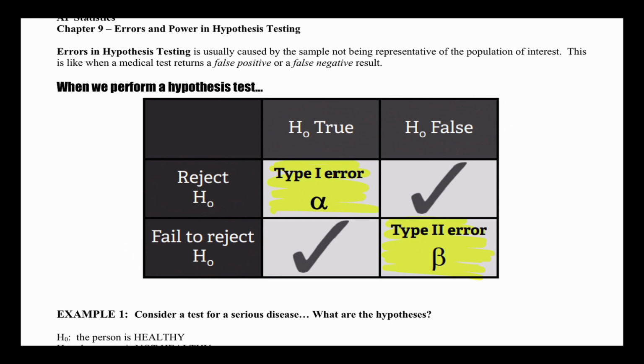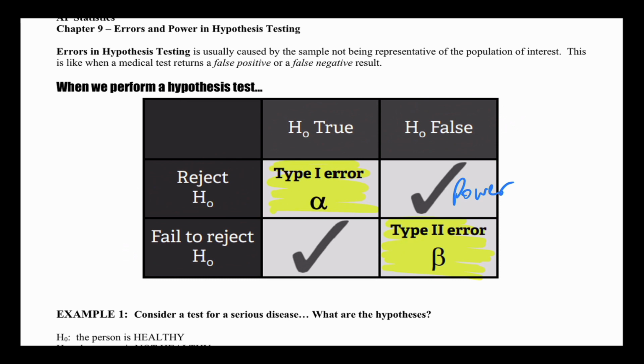And then the check marks. The check marks are when we do our job. When I reject the null hypothesis, I say you're a liar, that your claim was wrong, and in fact, it was wrong. When that happens, we call it power. We like power. Power means we're doing our job. We rejected, we said, nope, that claim is wrong, and in fact, it was wrong.